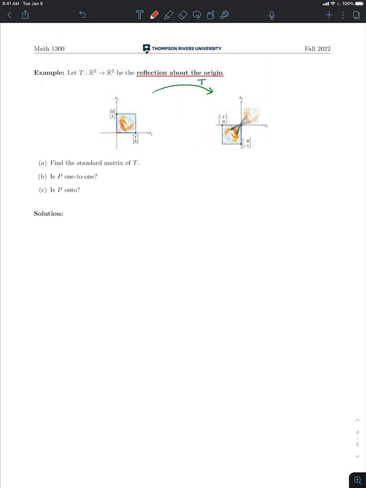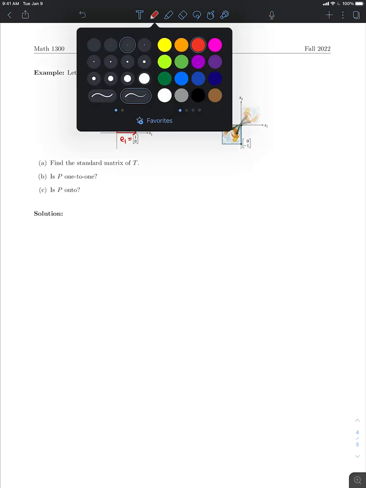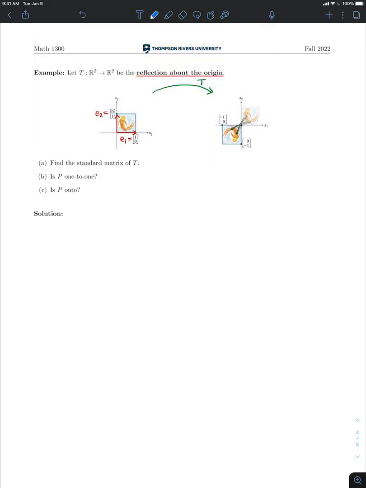We've got the standard basis vectors, E1 and E2. Let's just sketch a picture of them. So we've got E1 is equal to (1, 0), and then we've got E2 is equal to (0, 1) over there. Okay, and as usual, this determines a square called the unit square, and you can see what this reflection is doing to the unit square. Let's see if we can kind of see. So here's the unit square, and it's reflecting it down into a different quadrant, right?